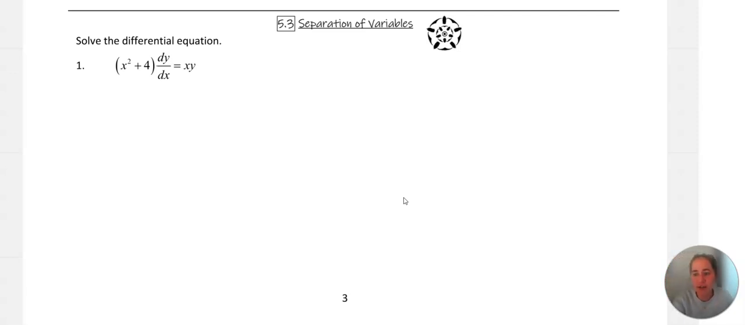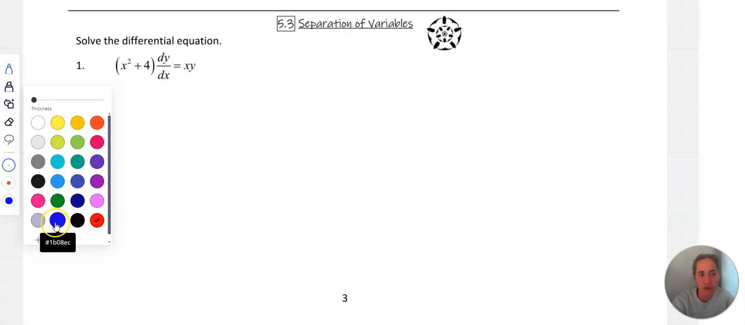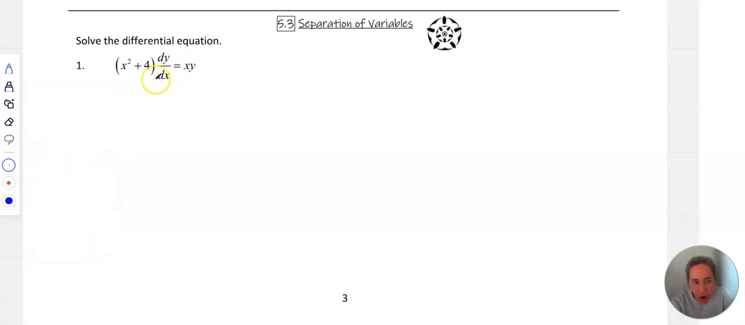And today we're going to continue with separation of variables, an algebraic method to try to take an equation like the one that you see here at the bottom of page 3 of your differential equations packet. It involves a derivative. We want to get this panned out so the x's are on one side, the y's are on the other, and we can use integration to solve for y.